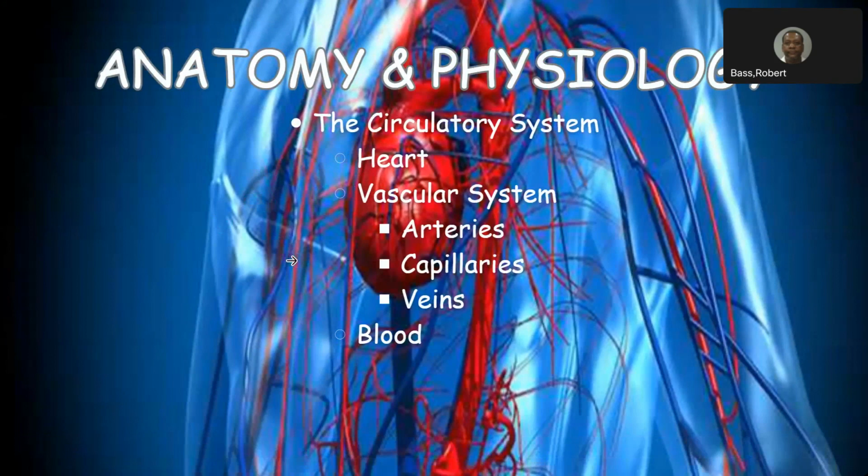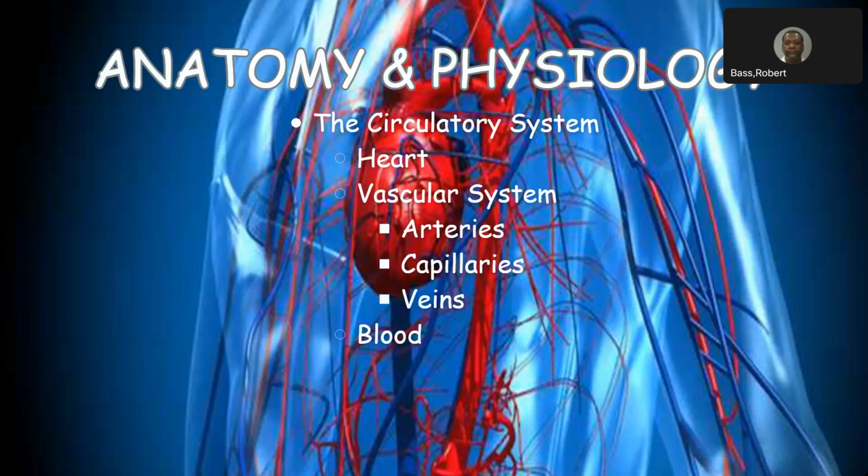The overall function, or the overall responsibility, of the circulatory system is to circulate blood to and from the heart. We've got our arteries, which carry blood away from the heart, and then we've got our veins, which carry blood back to, or bring blood back to, the heart.